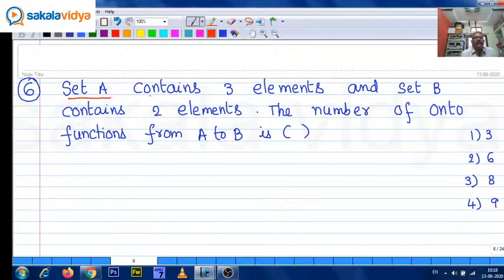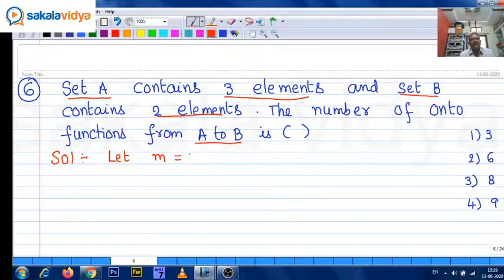Set A contains three elements. n(A) is equal to 3. Set B contains two elements. n(B) is equal to 2. Then we need to find out the number of onto functions from A to B. Okay. Let us say like this.